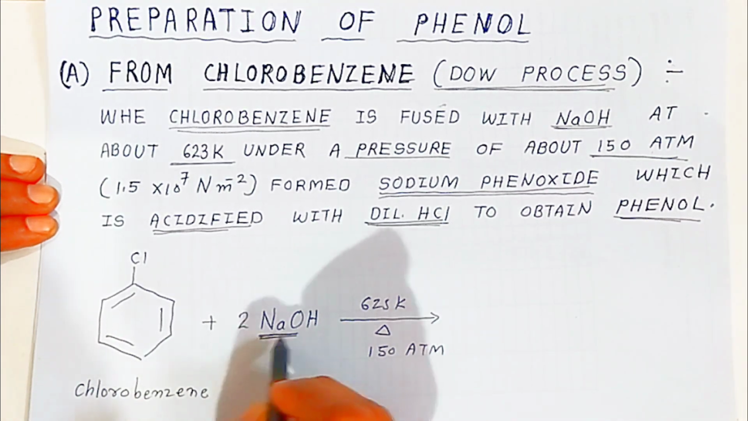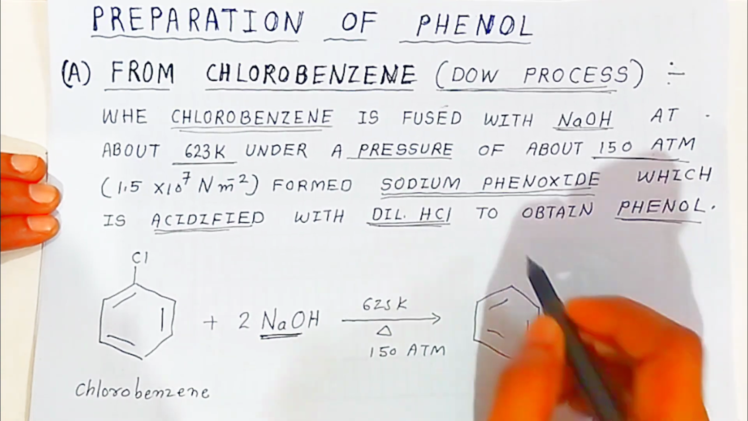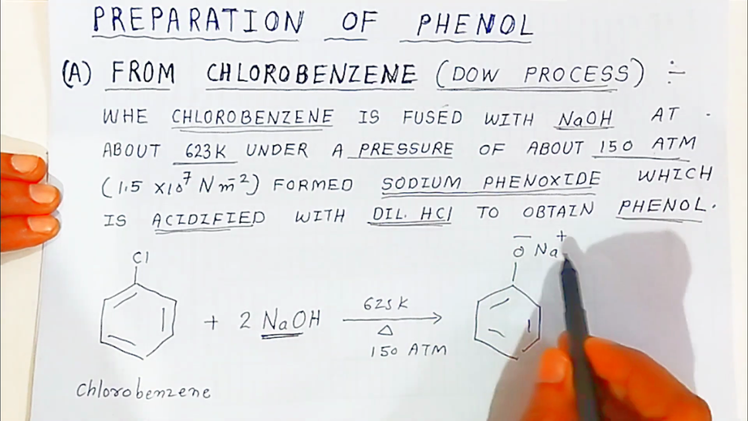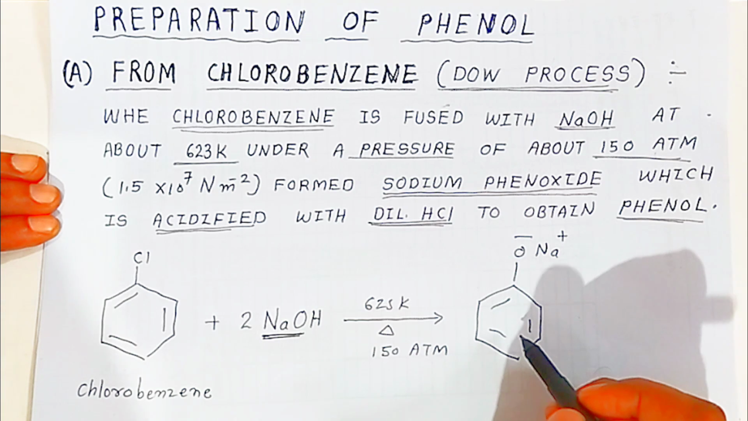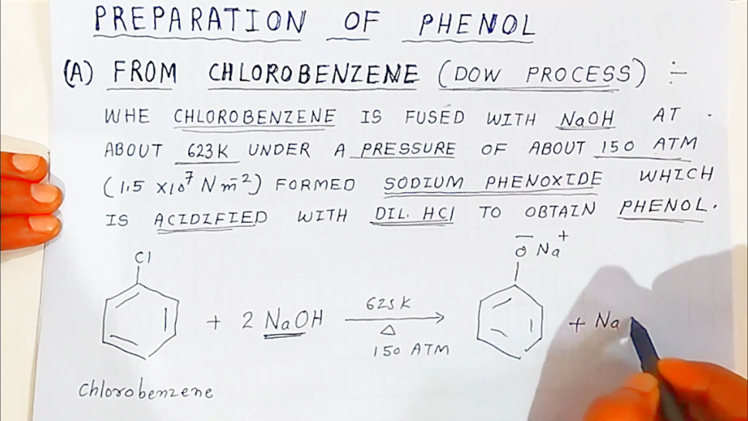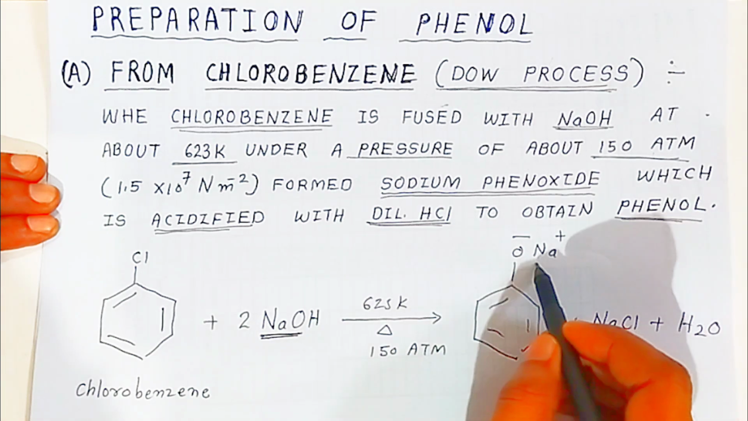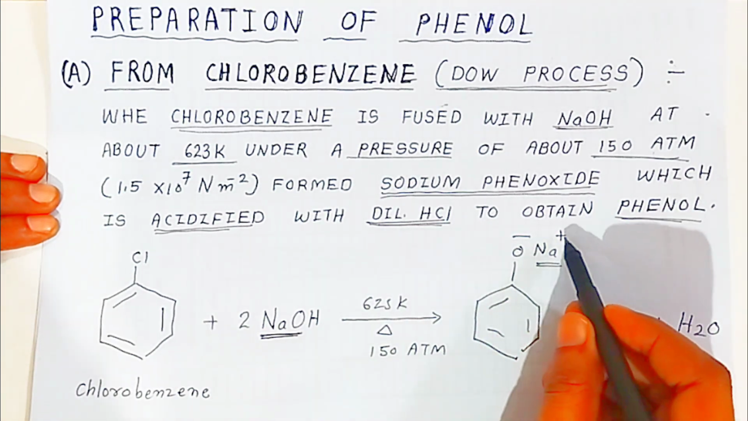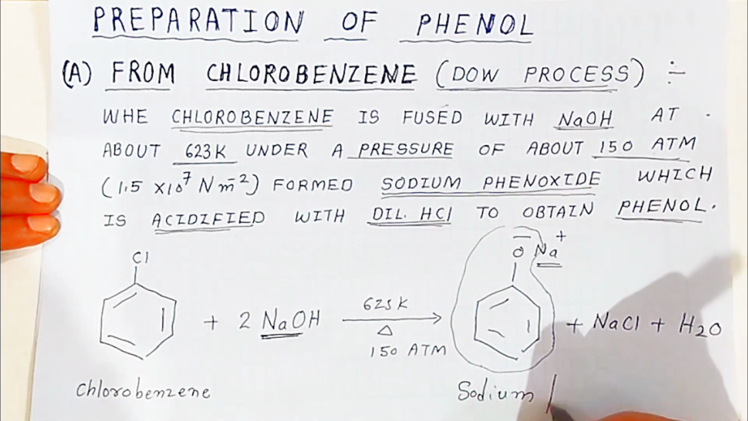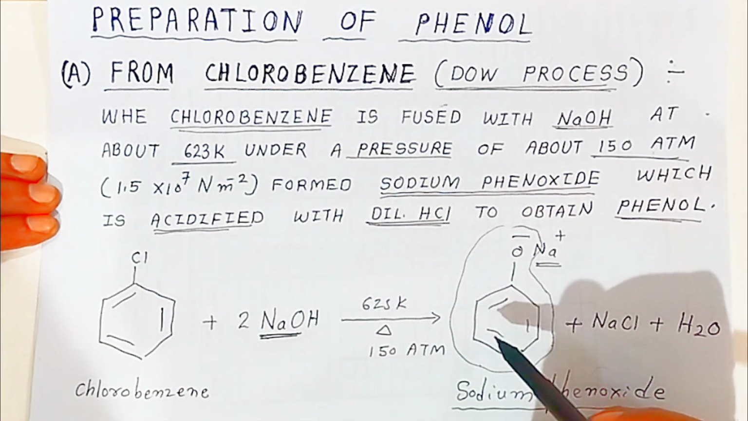So, students, this NaO will form a salt. Oxygen carries a negative charge and sodium is always positive. Because of these charges, this is the salt, and you get sodium phenoxide. Because you have used two molecules of NaOH, there is also formation of sodium chloride and a water molecule. The name you have to start from this side, students: Na plus is sodium, and this whole part is phenoxide. So when it is fused it forms sodium phenoxide. Sodium phenoxide as a solid is very stable.